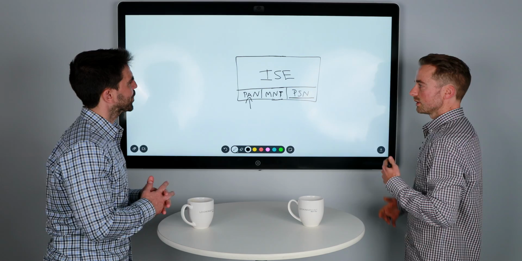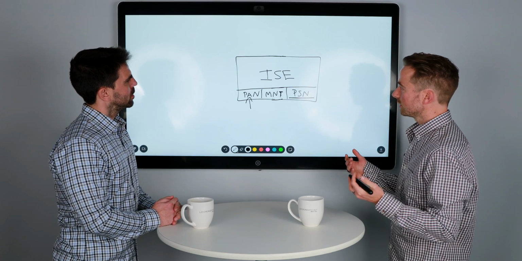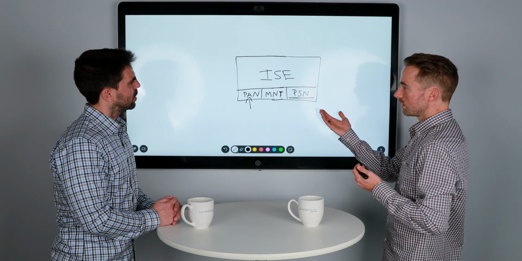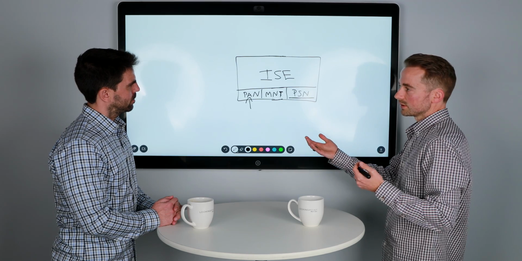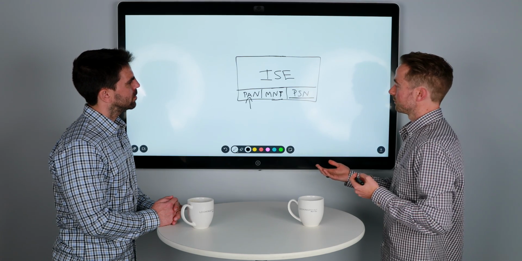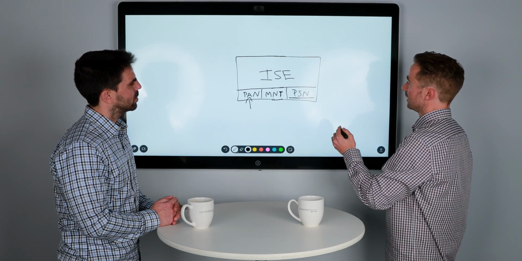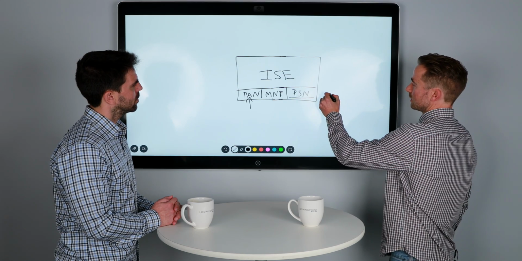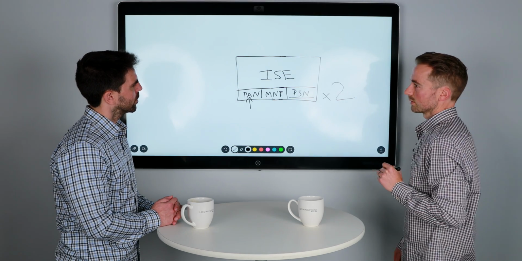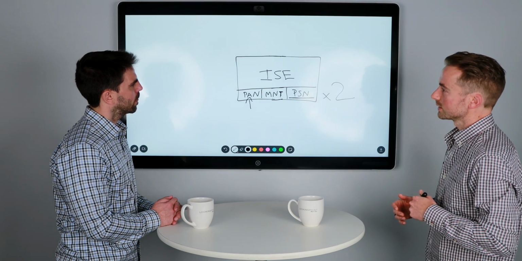Got it. So in a small deployment at limited scale, you could get away with one node running all three of these roles. In Cisco's terminology, they call them personas, so I may use that word interchangeably. And then for redundancy, you could add a second one of these nodes, and that would constitute a small ISE deployment.